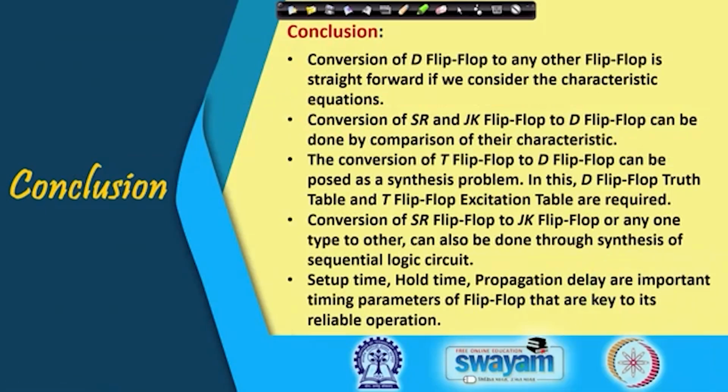To summarize, conversion of a D flip-flop to any other flip-flop is straightforward if we consider the characteristic equation. Conversion of SR and JK flip-flops to a D flip-flop can be done by comparison of their characteristics. The conversion of a T flip-flop to a D flip-flop can be posed as a synthesis problem. In this, the D flip-flop truth table and the T flip-flop excitation table are required. Similarly, an SR flip-flop can be converted to a JK flip-flop, again through a synthesis problem.